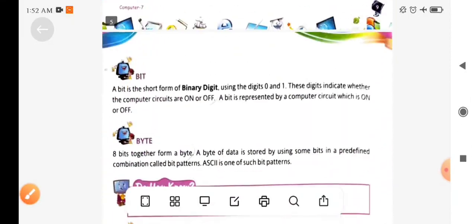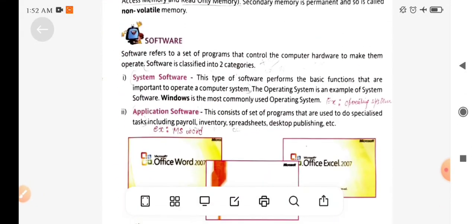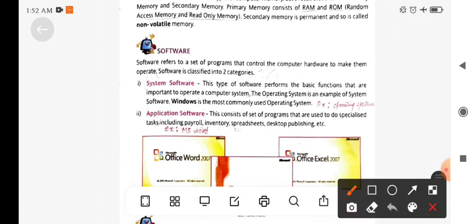On page number 9 you see we have this portion. So you start writing from the first one, only about the categories it is asking now. So start writing from the second line. Write down: software is classified into 2 categories. Now the first one, system software.